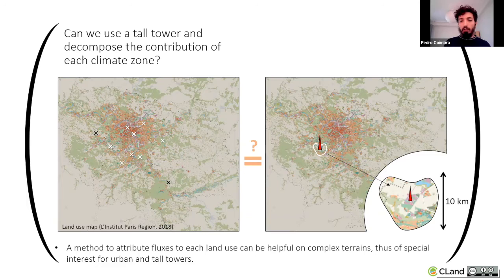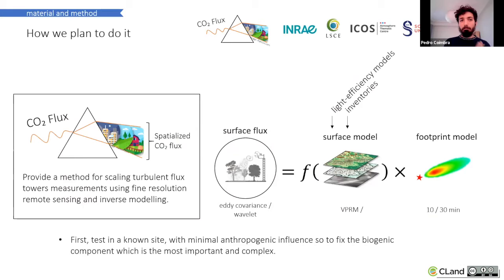To arrive at this result at a certain point, the first step was to apply the method on a smaller scale to better understand. So here, the goal is to provide a method for scaling turbulent flux tower measurements using fine resolution remote sensing and inverse modeling.